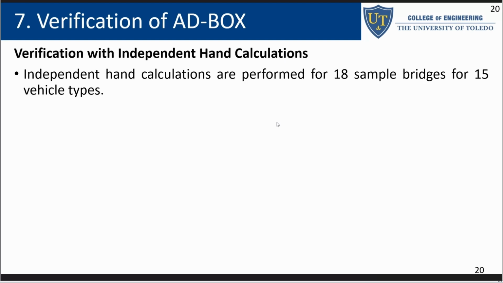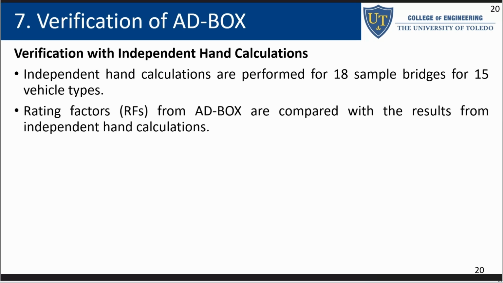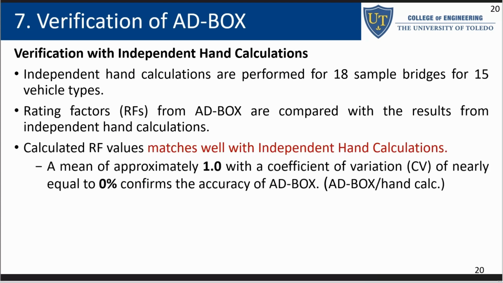So let's look into the verification with independent hand calculations. Verification with independent hand calculations is performed for 18 sample bridges with 15 vehicle types. Rating factors from AASHTO are compared with the results from independent hand calculations. The calculated RF values from the independent hand calculations match well with the RF values from the AASHTO. So we found pretty good results. We found the mean of approximately 1 and coefficient of variation of almost 0%.